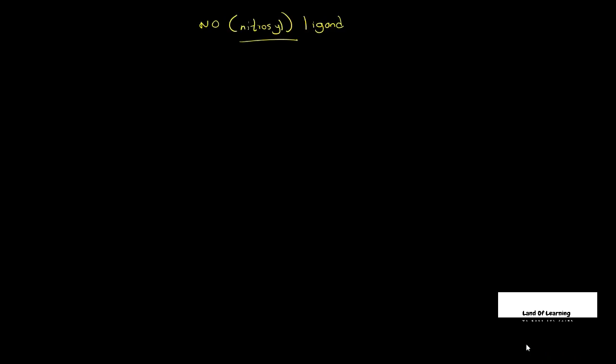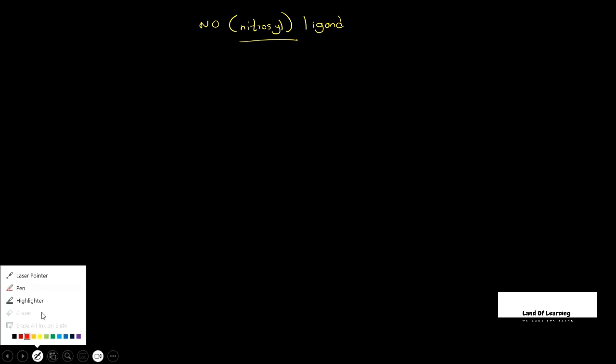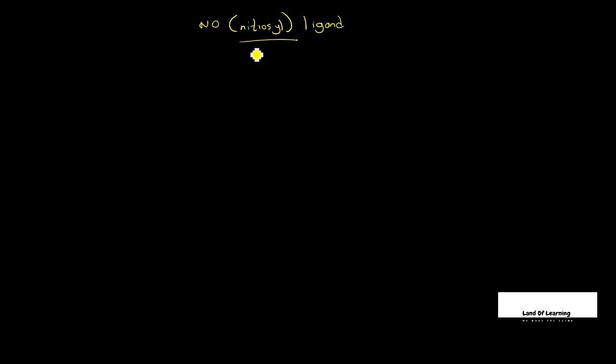Okay guys, welcome back again to our next video, which is about the nitrosyl ligands. When it comes to nitrosyl ligands, you need to know a few things. There are two modes of bonding towards our metal center with our nitrosyl ligands. One is the bent mode and the other is the linear mode.